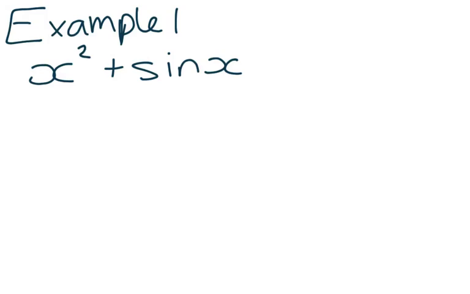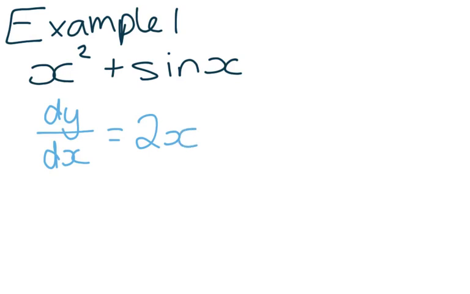So our first example is just simple, straightforward, normal differentiation techniques. So we've got x squared plus sine of x, and we need to do the derivative. So dy by dx, the derivative of x squared is 2x, and then the derivative of sine of x is cosine of x. And we just treat each part as its own, just like we would a normal function like x cubed plus x squared. So that's the first one.